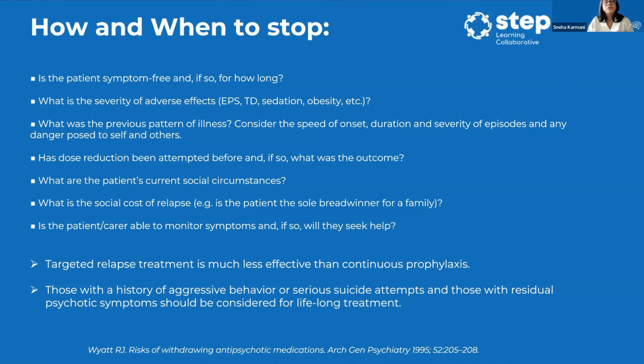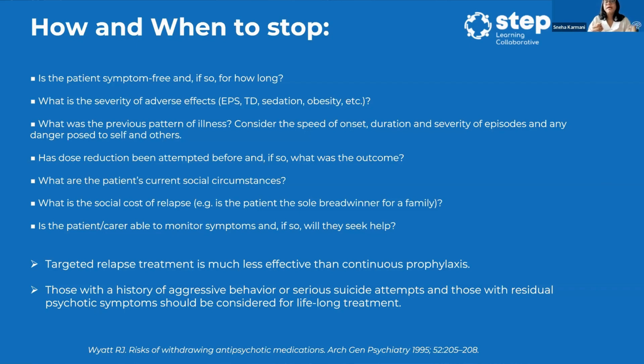What was the previous pattern of illness? Consider how fast was the onset, what was the speed of onset, what was the duration of the episode, how severe are the episodes. You might have some patients who develop a psychotic episode and they become severely agitated. They could also have grandiosity and they might just drive fast during that episode, or they might engage in risky behavior during the episodes. So whether there are any dangers posed to self and others.